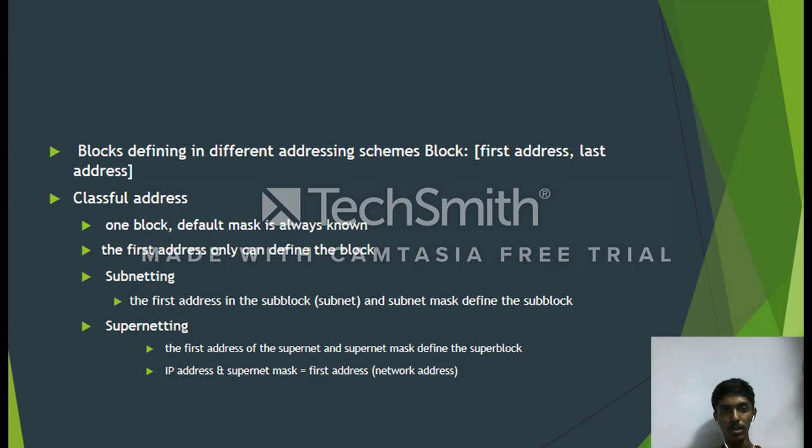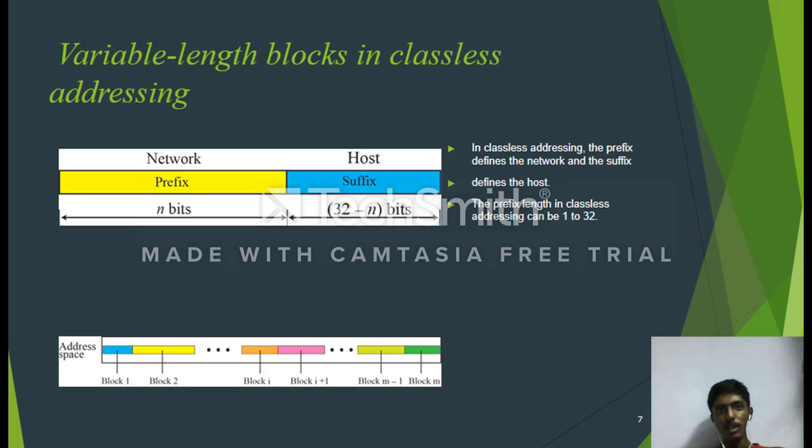Meanwhile, classful addressing has only one block, unlike classless addressing, because classful addressing also has a default mask that is always known. The first address can define the block. Besides, supernetting is defined by the first address of the supernet and the supermask. The IP address and supermask give the first network address. There is also a variable length block in addressing.